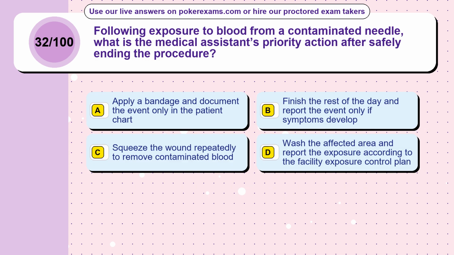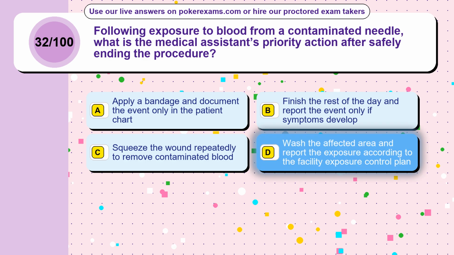Question 32. Following exposure to blood from a contaminated needle, what is the medical assistant's priority action after safely ending the procedure? Option A, apply a bandage and document the event only in the patient chart. Option B, finish the rest of the day and report the event only if symptoms develop. Option C, squeeze the wound repeatedly to remove contaminated blood. Option D, wash the affected area and report the exposure according to the facility exposure control plan.